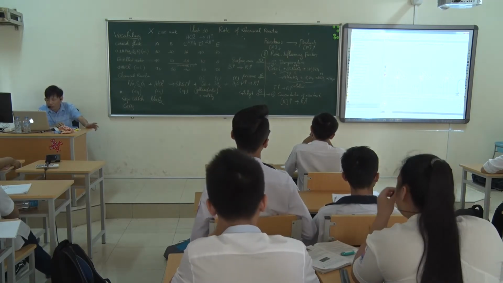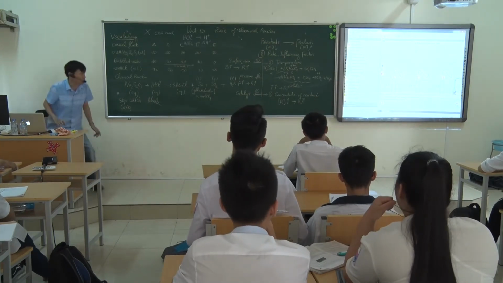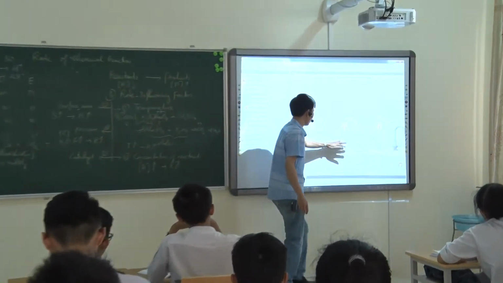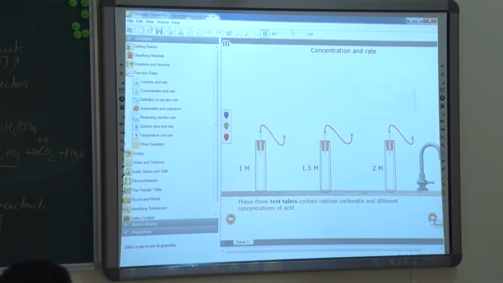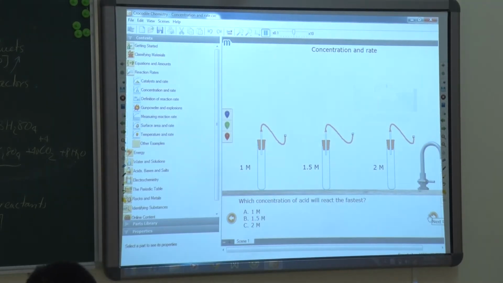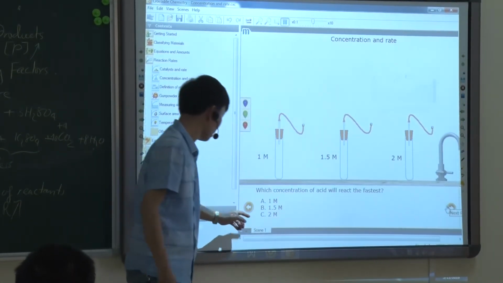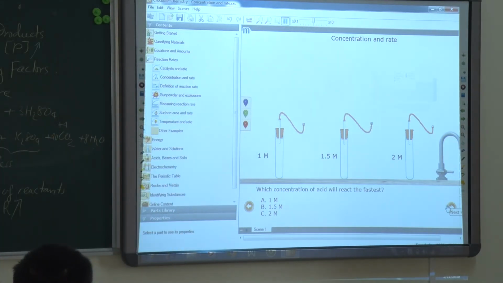These three test tubes contain calcium carbonate with different concentrations of acid: one molar, five molar, and two molar. Now, which concentration of acid would react fastest? A, B, C. C. Why? Because the concentration is the highest.